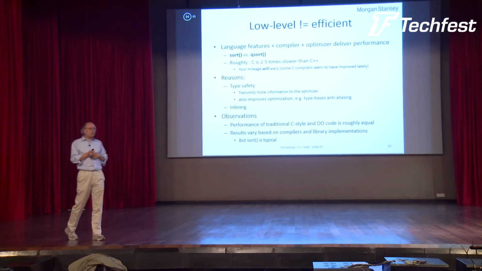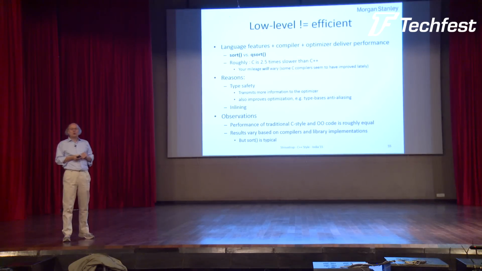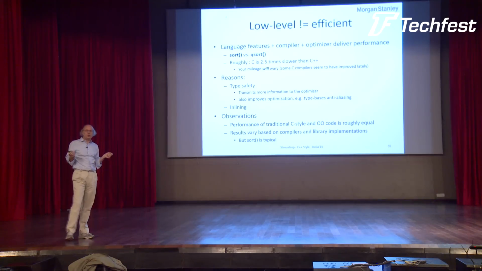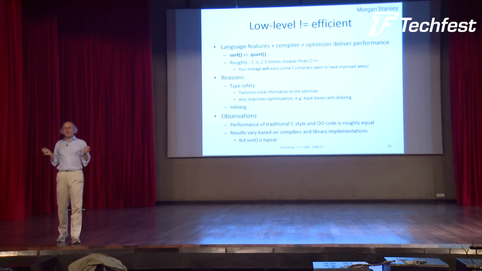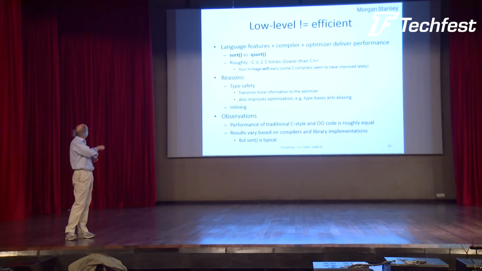And also, low level doesn't mean efficient. Qsort is ugly, but it's also slow. Those indirect function calls cost a lot. Those swaps with bytes are not always optimized very well. So your mileage will vary.